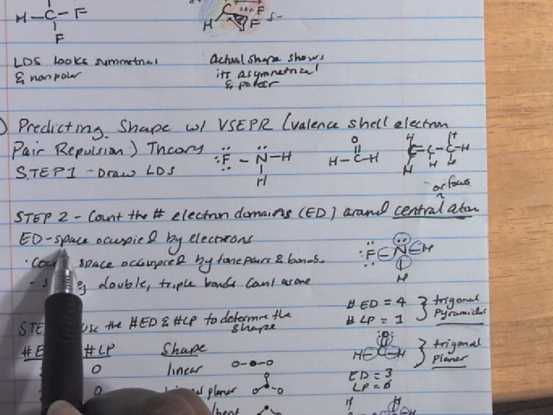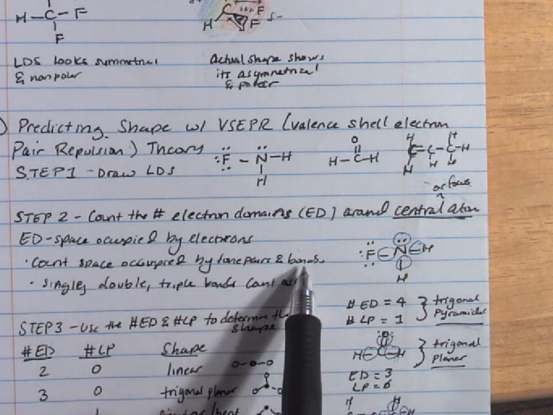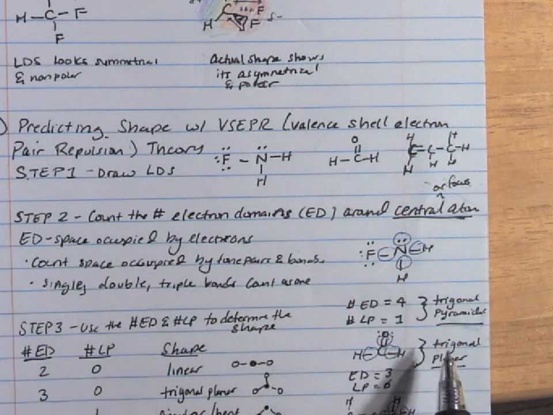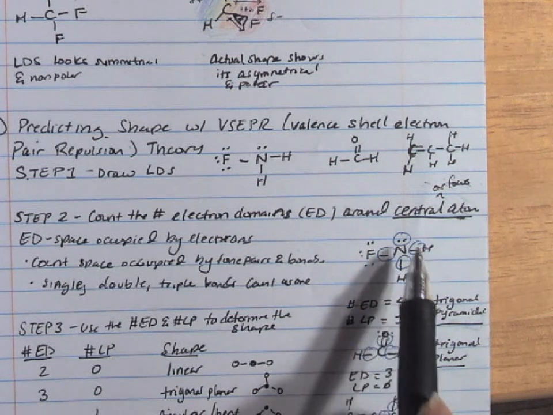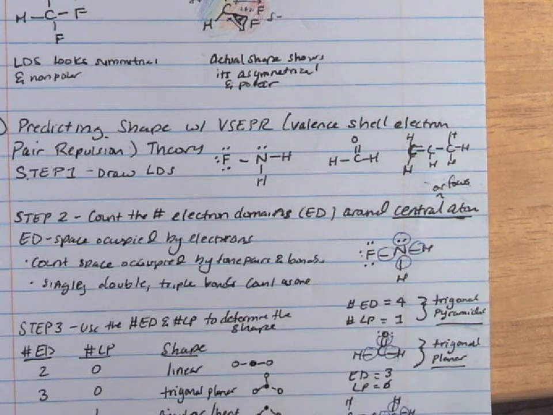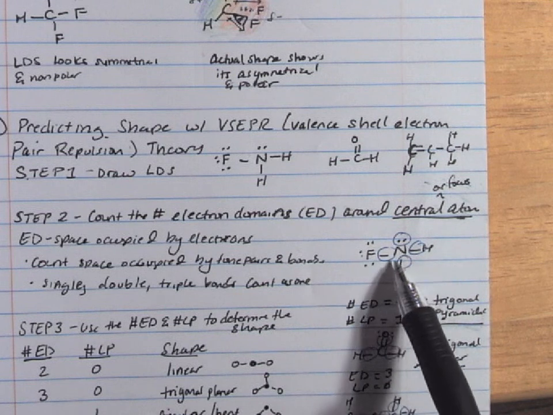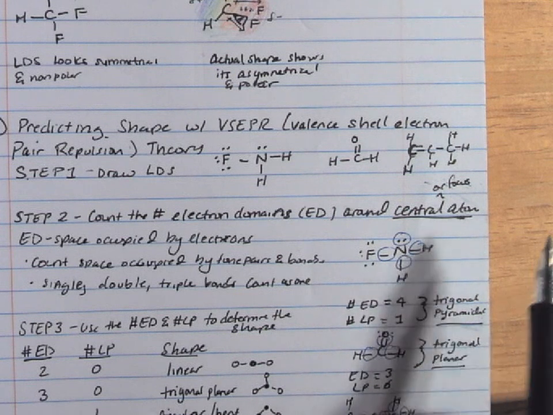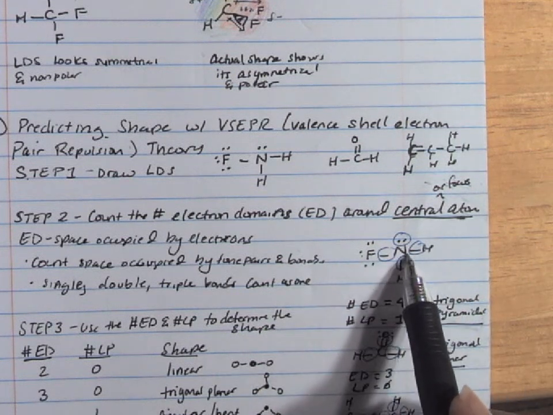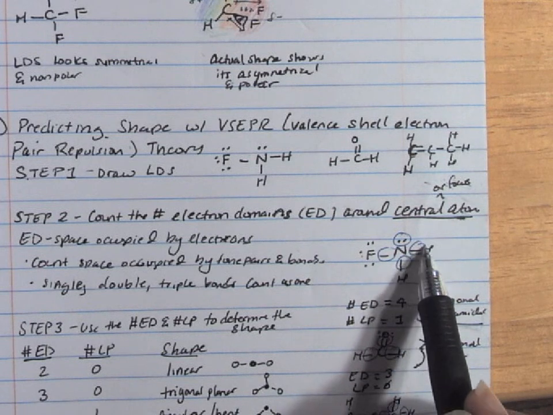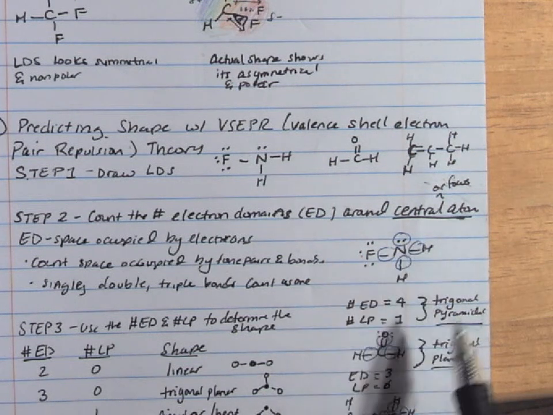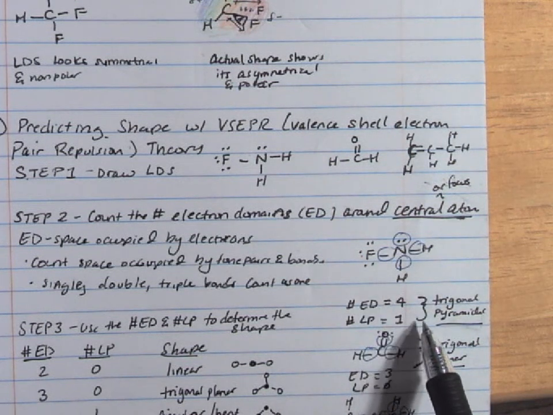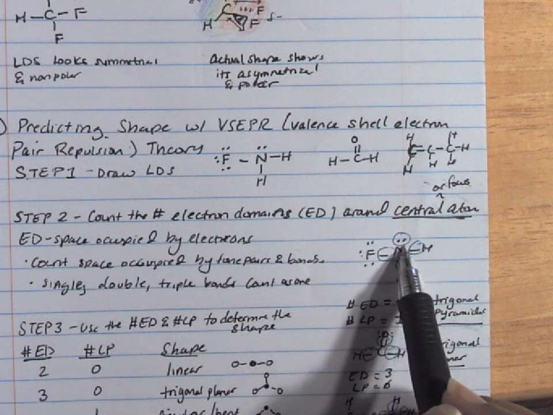Okay, so electron domains, again, is the space occupied by electrons. They can be in bonds or lone pairs. Now, for bonds, if it's a single or double bond, doesn't matter. This is still the same space, so single, double, triple, they all count as one electron domain. Lone pairs count as one as well. So if we're looking at NH2F, to count the electron domains, we would find our central atom and then circle the spaces occupied by bonds or lone pairs around it. And that would be 1, 2, 3, 4. So this molecule has 4 electron domains. And one of those electron domains is a lone pair.